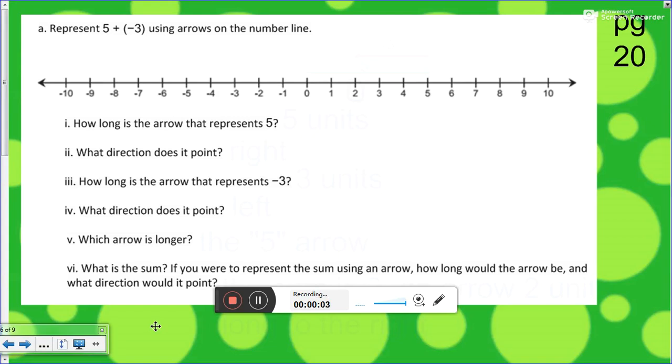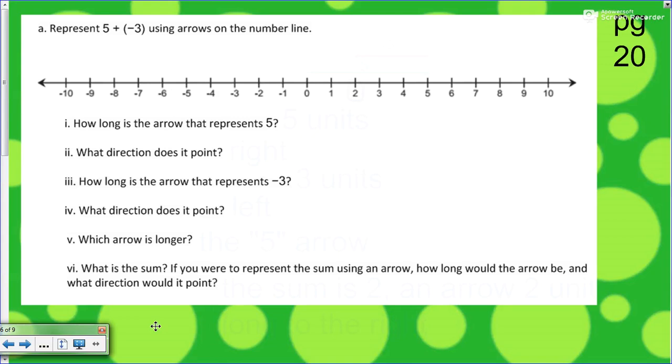Alright, welcome back. We are now on page 20. We're going to continue diagramming math problems on a number line to figure out another rule. This time we don't have two positives or two negatives, now we have a mix. We have 5 plus -3. Go ahead and pause your video, draw that out on your diagram, answer the rest of the questions.